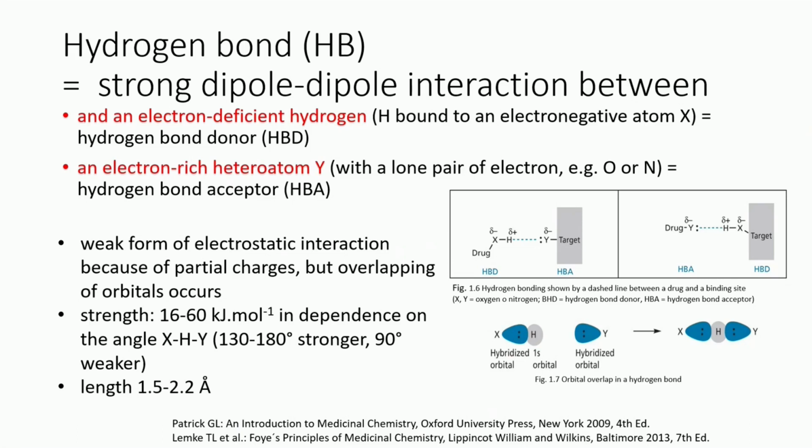However, when the interacting partners come together at an angle of 90 degrees, it is less strong. This is reflected in the energy. It might be 16, but it might also be 60 kilojoules per mole, which means that this type of interaction might, under ideal conditions, be even stronger than the hydrogen bond.